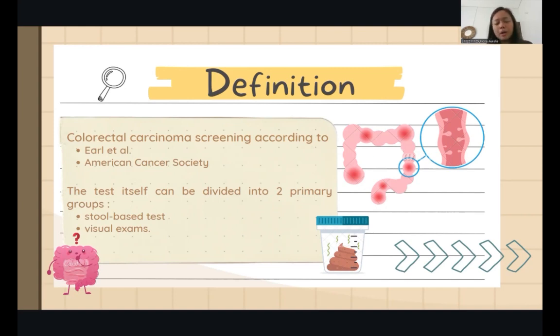Next, the American Cancer Society defines colorectal carcinoma screening as a process of detecting or identifying people who are at risk of developing colorectal carcinoma even before they develop any signs or symptoms of this disease. Now, the test itself can be divided into 2 primary groups, namely stool-based tests and visual exams, which will be elaborated in more detail in the next part of the presentation by my friend.